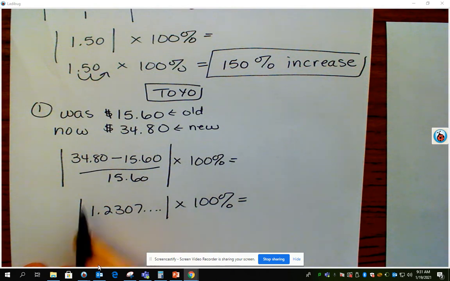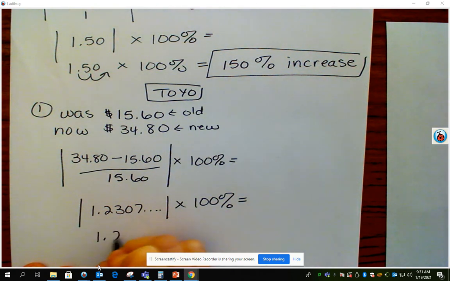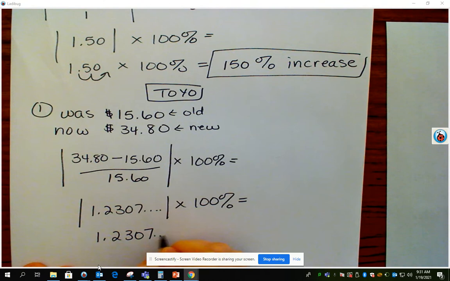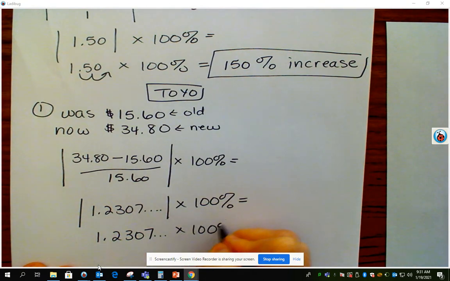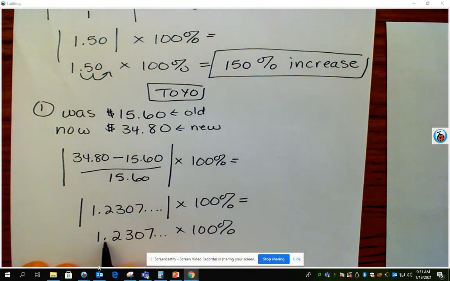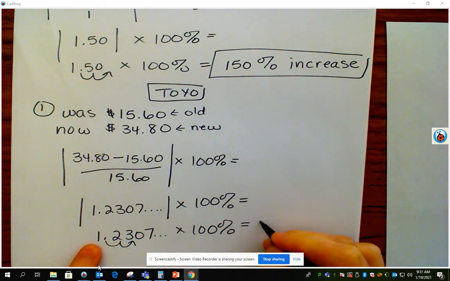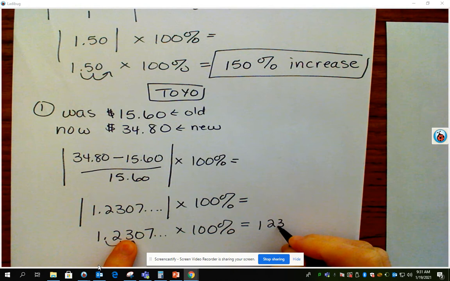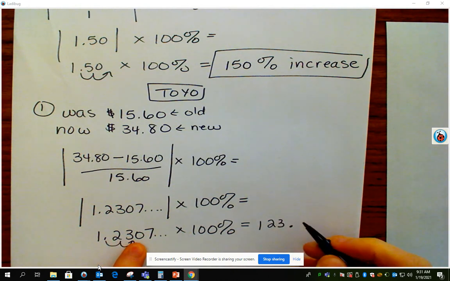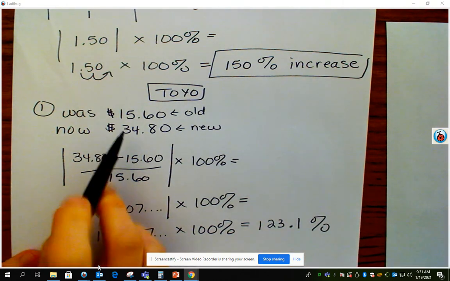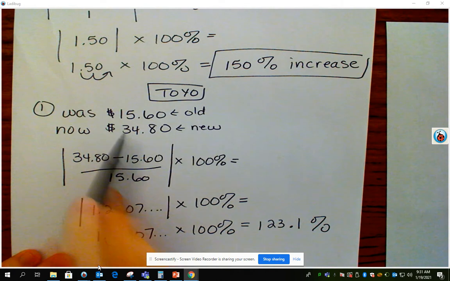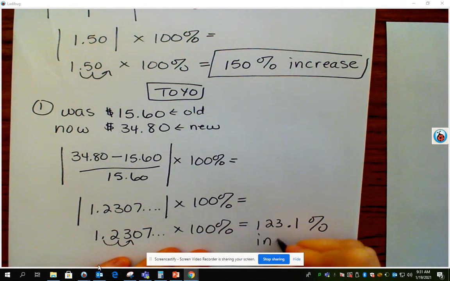This is already positive, so the absolute value bars don't change it. It stays positive. When I multiply by 100, I move my decimal 2 places to the right. So that means it's going to be 123.07, and I'm going to go ahead and round that to 123.1%. And because it used to be cheaper and it got more expensive, that is an increase.